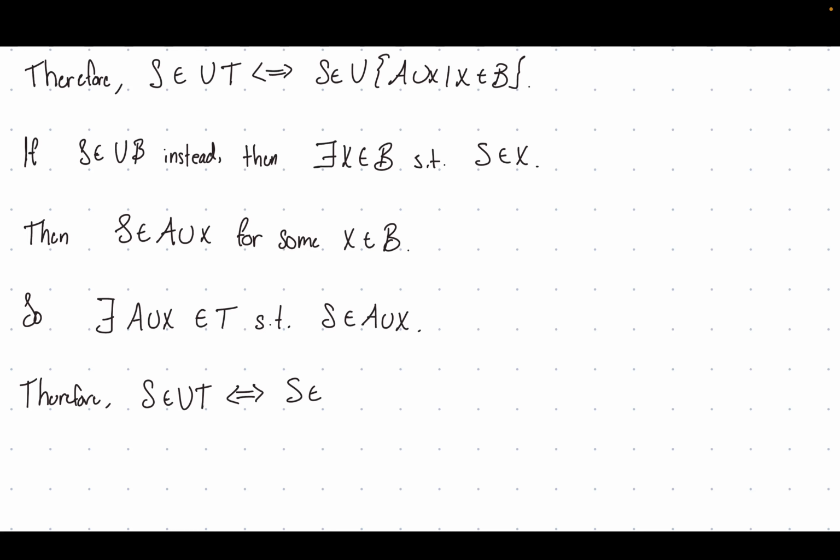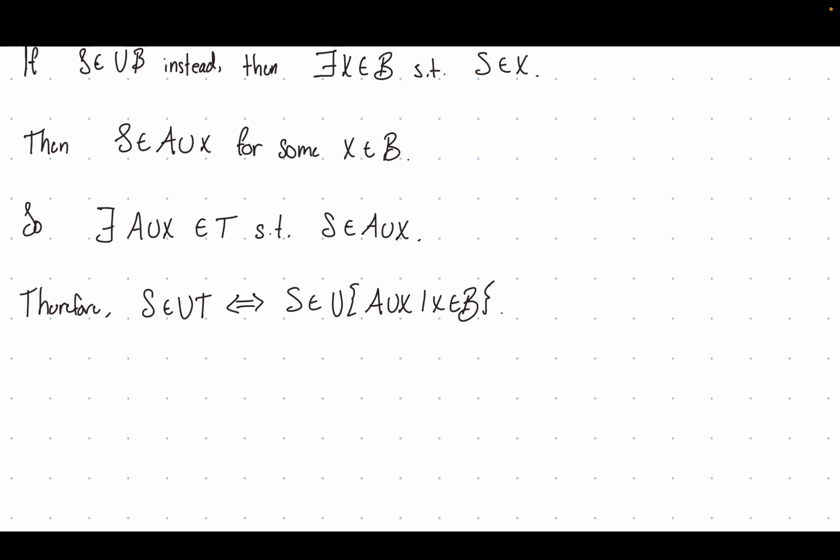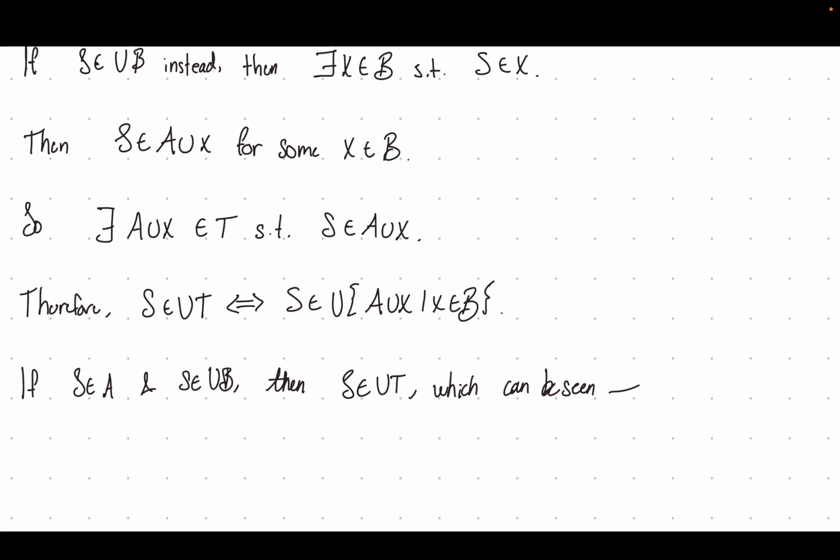Okay, with that said, if S is in the union of T, then S is in the union of this set. Let's just spell it out all the way through. Right, and then if S is in A and S is in the union of B, then S is in the union of T, which can be seen, I'm going to say, the nastiest pair of words in mathematics, by inspection.